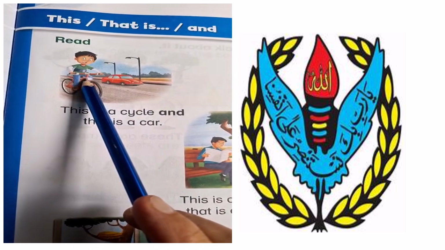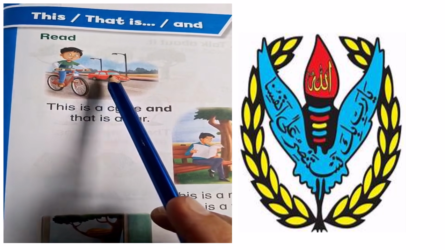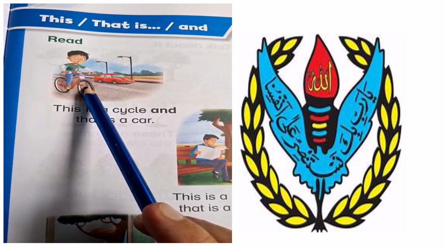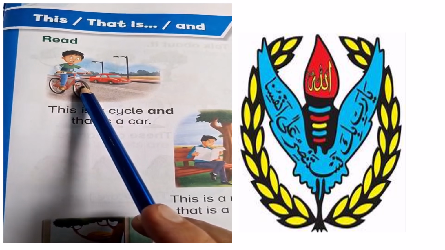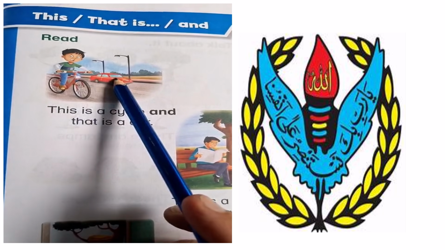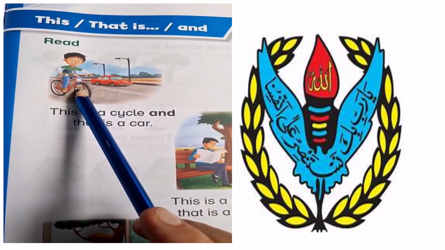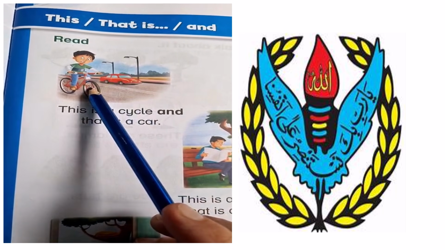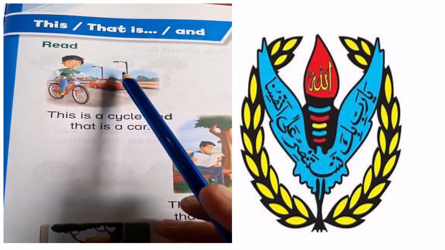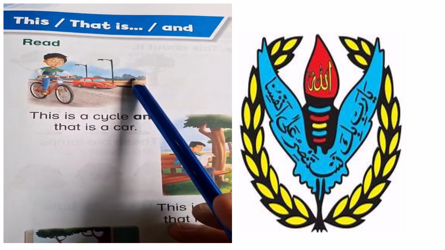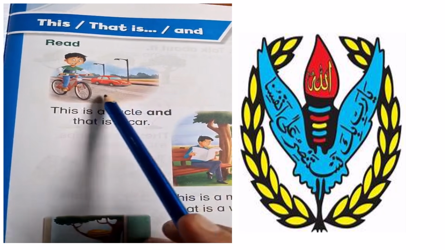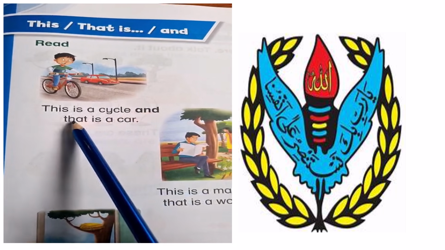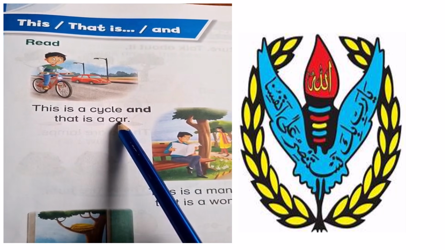This is a cycle and that is a car, because we are talking about things more than one. We are talking about a cycle as well as a car. So we say this is a cycle and that is a car. We will not say this is a cycle, this is a car, this is a pole and this is a tree. No, we will say this is a cycle and that is a car.